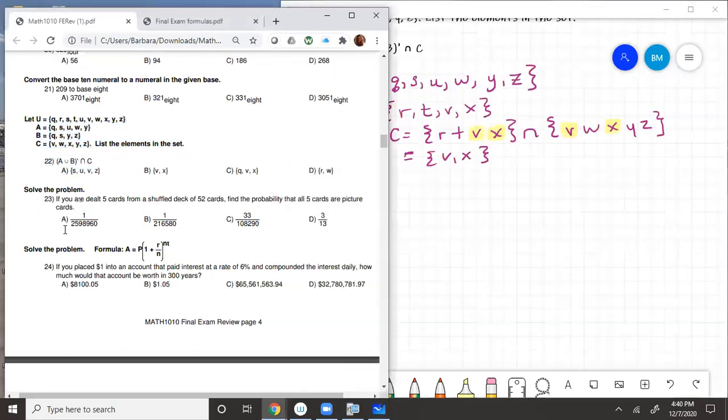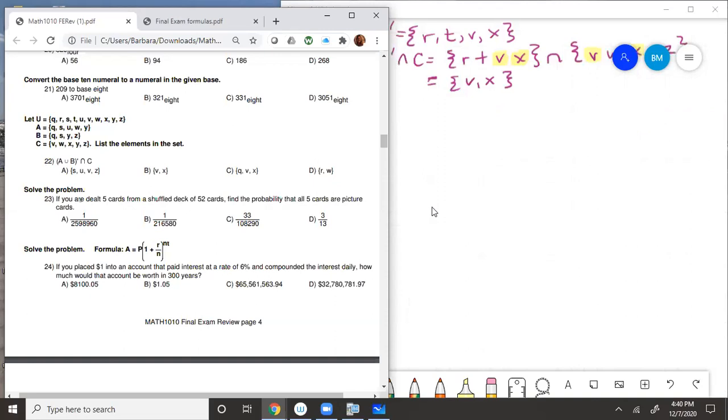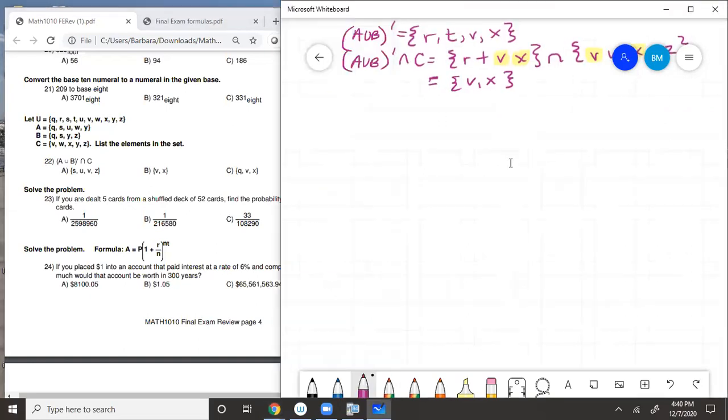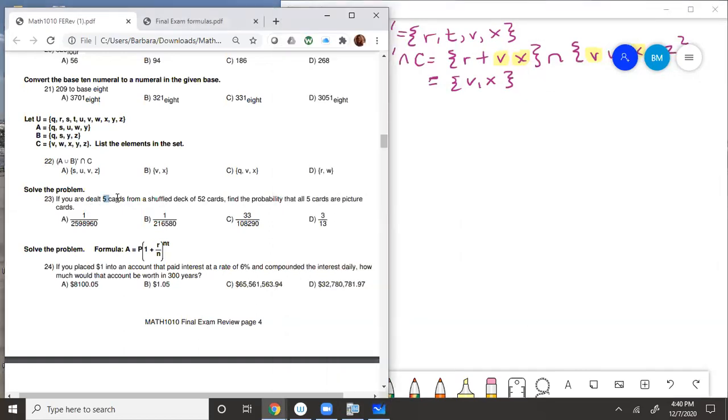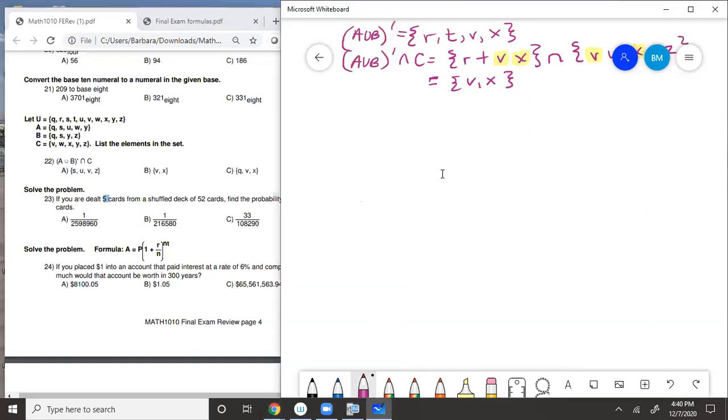Number 23, if you're dealt 5 cards from a shuffled deck of 52, find the probability that all 5 cards are picture cards. Okay, this is combining counting methods with probabilities. So we've got a couple things going on here.